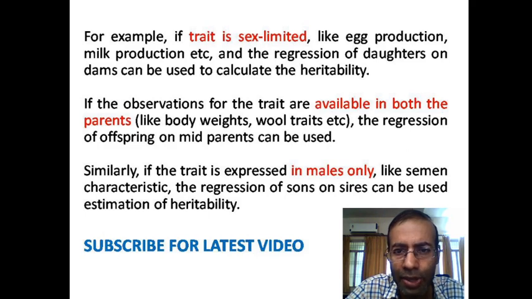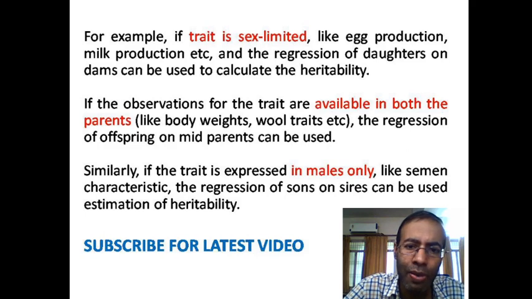For sex-limited traits, for example egg production and milk production, these are mainly found in the female group. In that case, we will use regression of daughters on the dams.